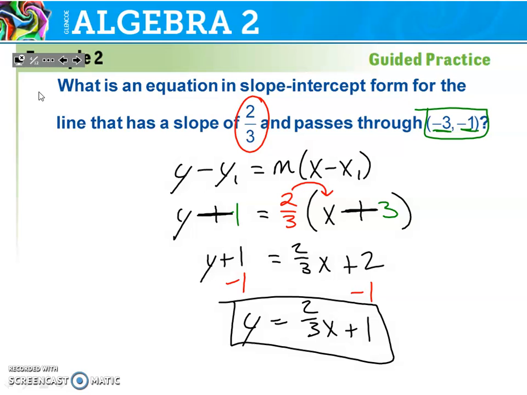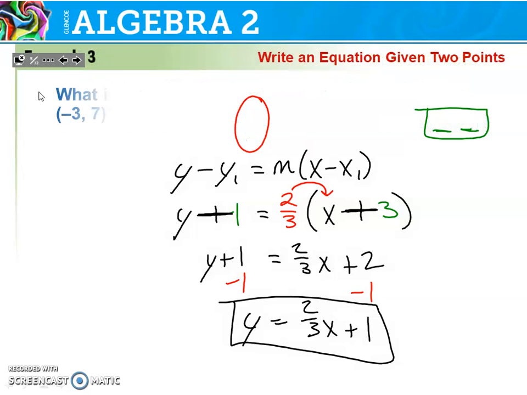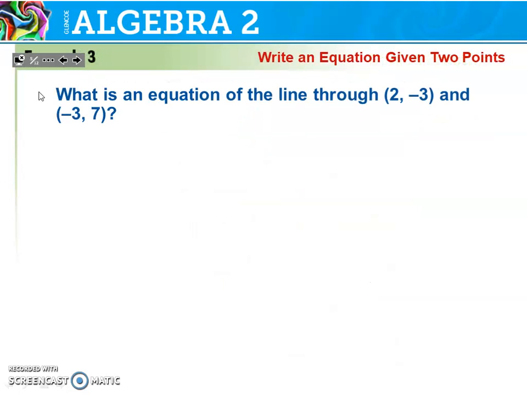Okay? There is one trick that they will throw in with this, and we'll go ahead and do one here on this next slide. It says, what is the equation of the line through 2, negative 3, and negative 3, 7? Okay, so this one, we can't use point slope form yet. Because point slope form works if they've given us a point and they've given us the slope. But they have not given us the slope. All they've done is they've given us 2 points.